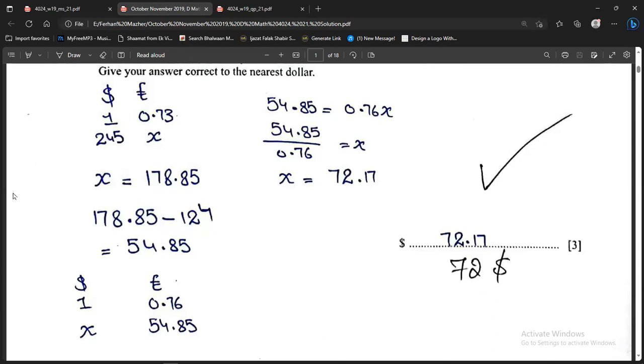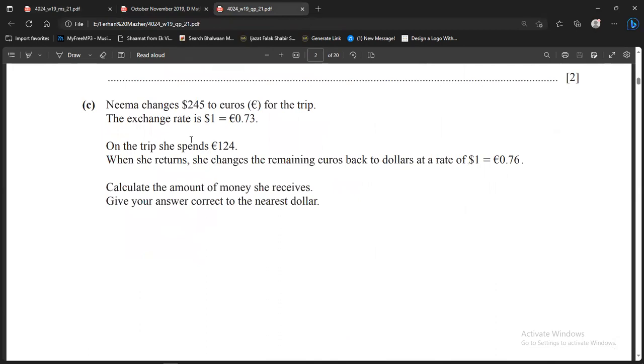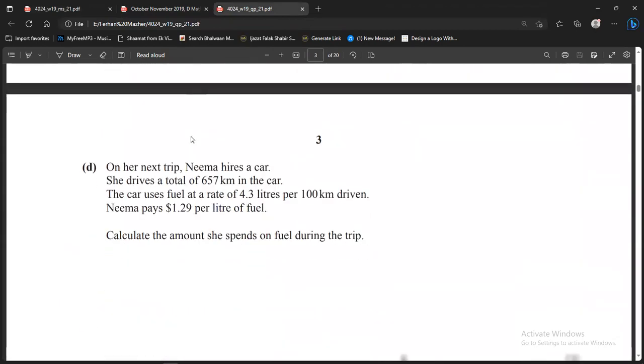This is question number 1, part C. I hope you understand. You have seen your marking scheme. The answer is correct. Okay, so we are going to the next part. The next part is the D part.